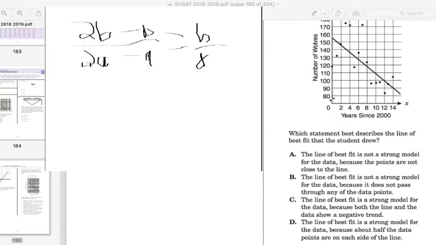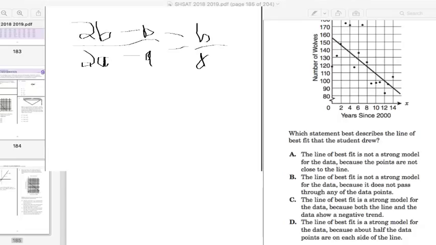So let me give you guys a second just to look at it, and let's analyze each one. A: the line of best fit is not a strong model for the data because the points are not close to the line. Well, let's think about it. There are actually two that are basically on the line, and a few near it. However, one of the problems is there's not enough data points, and the few that are there are not super close to it. So for now, A is certainly true, but is it the best one? We're going to give A a thought there.